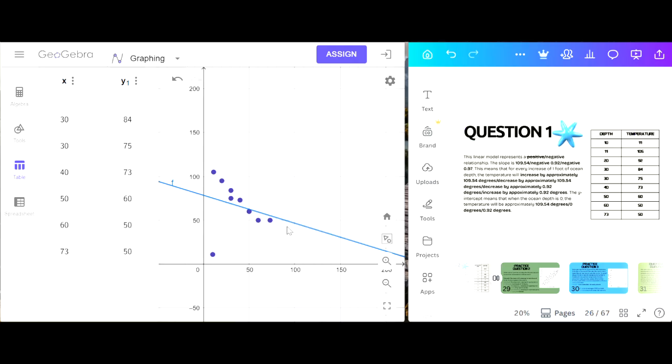Oh, we need our formula. Let's get our formula. Where's our formula? Our slope is -0.32, and it doesn't give us that option. Interesting. I must have entered some of this wrong.